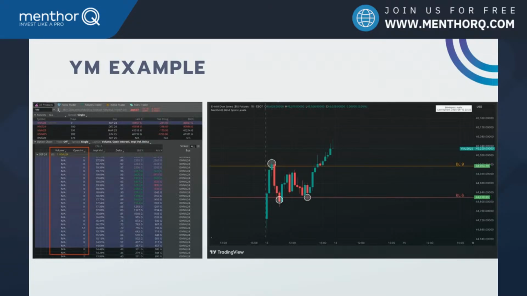You can use our blind spots, and basically that can help you understand those areas that might be overlooked. Without any option activity on YM, you will not be able to use any of the option levels. So the blind spots can really help you understand how the market can react at certain levels.